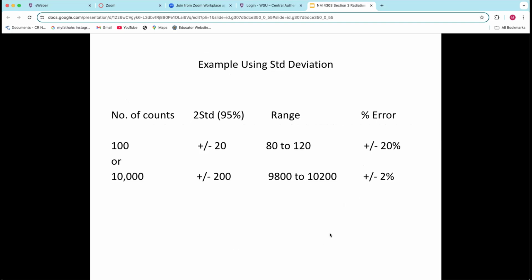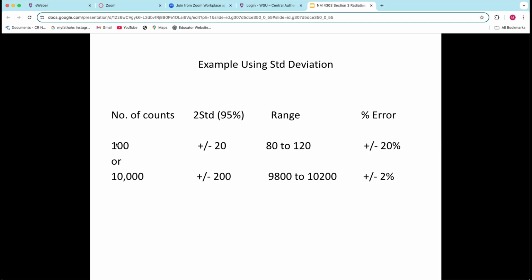So if I do 100 counts and I do 2 standard deviations, that means 95% of the time I could, by probability, guess how many counts there are going to be, right? Because I'm looking at more data, it's more likely that I'll be able to guess it accurately. So we have a range from 80 to 120. Anywhere within that range would be accurate. And if we do the percent error, it gives us plus or minus 20% error.